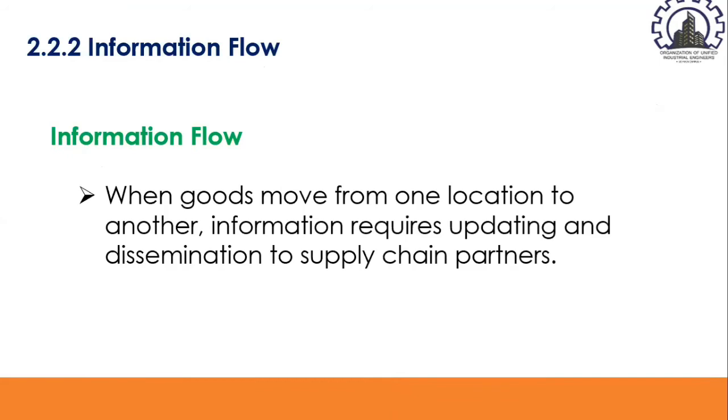The next element or intrinsic flow of the supply chain would be the information flow. Information flow is when goods move from one location to another. Information requires updating and disseminating to supply chain partners. Now, the absence of information synchronicity can result in overstocking, back orders, poor decision-making processes, distrust between supply chain partners, and slow responses to market changes as well.